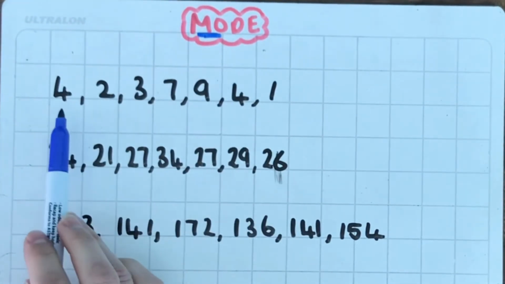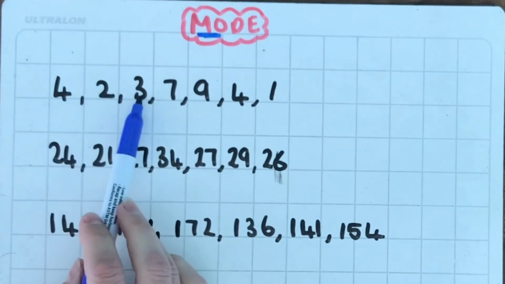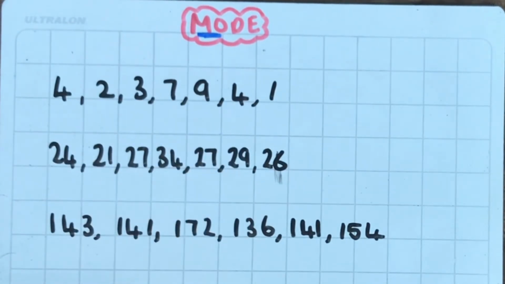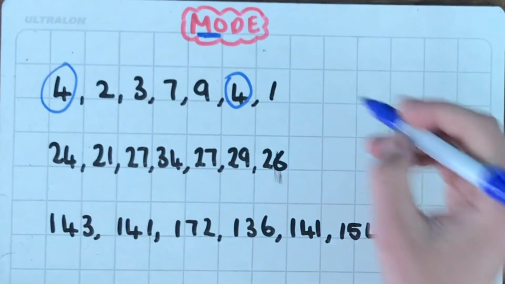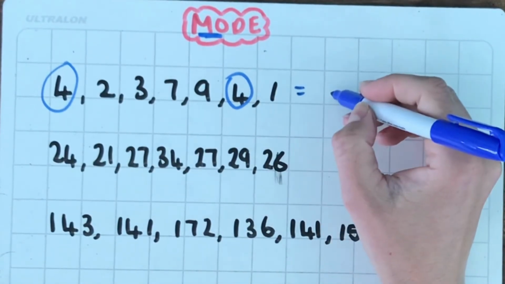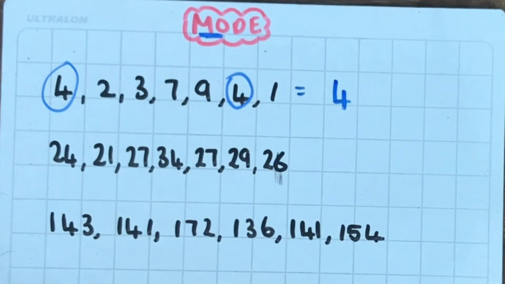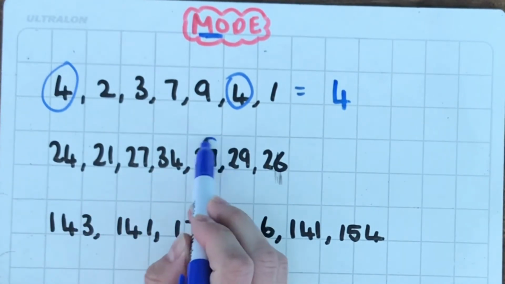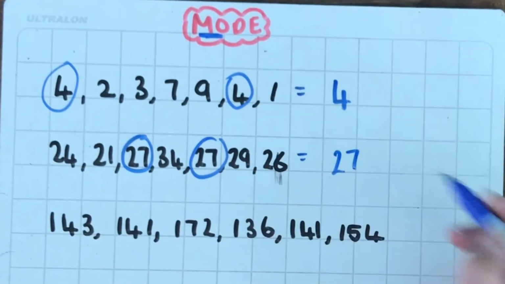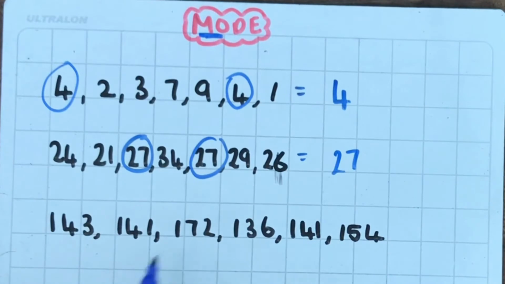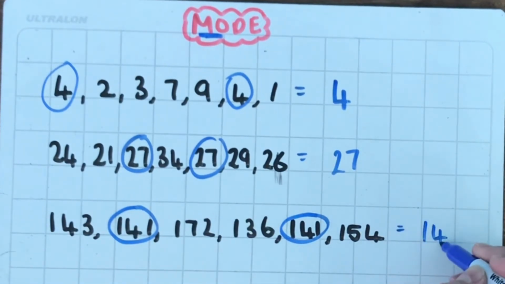Alrighty, so if we have a look at the first set of numbers, we've got a 4, a 2, a 3, a 7, a 9, a 4 and a 1. Okay, if you have a look there, you can see that there's a 4 twice. So that's the most common number in that set of numbers, so the mode is 4. Okay, have a look at number 2. You've got 27 twice. So your mode there is 27. And then number 3, your mode is 141. It's the most common number.